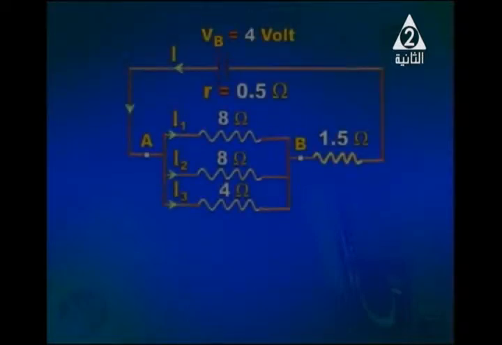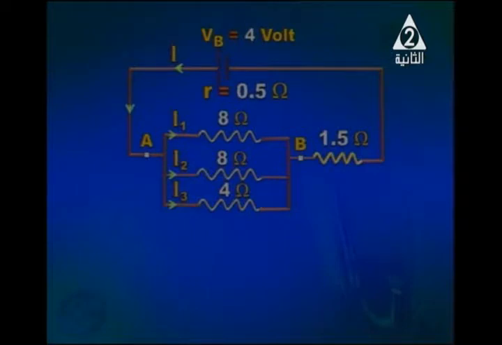Another problem. We've got a circuit shown in front of you. V battery here is equal to 4 volt. R internal is 0.5 ohm. We've got a parallel combination, which consists of 3 resistors: an 8 ohm resistor, another 8 ohm resistor, and a 4 ohm resistor.